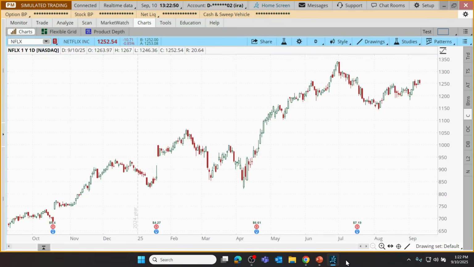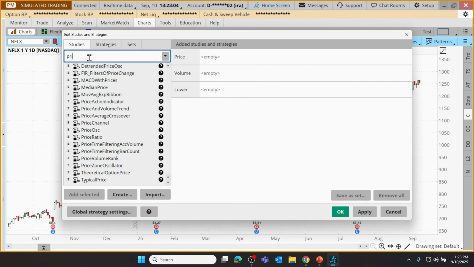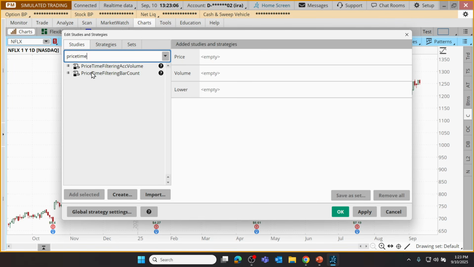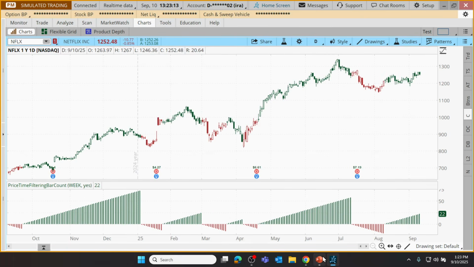All right, with that important information accomplished, let's go add this thinkorswim exclusive tool to our chart. So here we are on the thinkorswim desktop platform looking at a chart of Netflix. And I'm going to go up here to the studies and let's start typing in price, time, and we're looking for filtering bar count. So let's choose that from our list of studies, add that to our chart, click apply and click OK. And what we're presented with here now is a series of histogram bars, rising green or falling red all around a zero line.